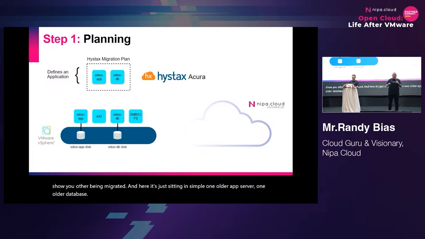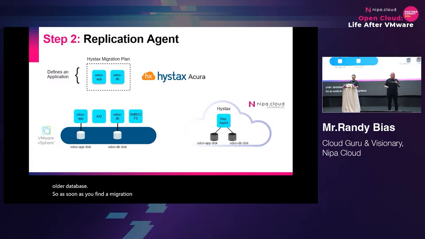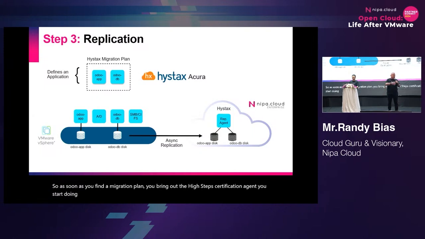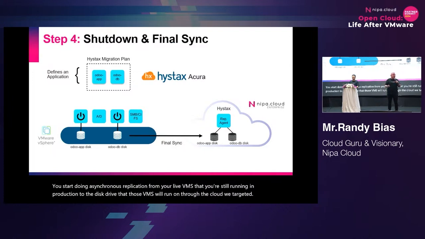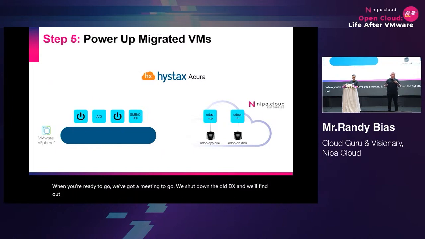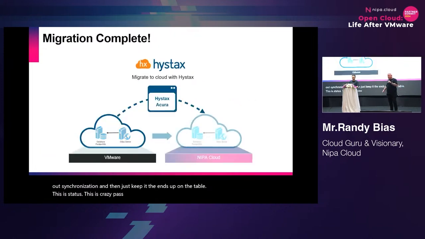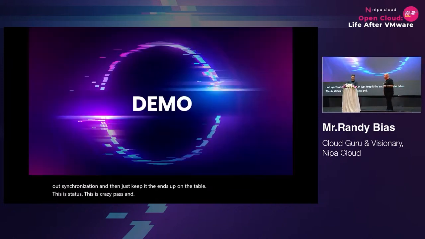So as soon as you've defined a migration plan, you bring up the Hystax replication agent. You start doing asynchronous replication from your live VMs that are still running in production to the disk drives that those VMs will run on in the cloud you're targeting. When you're ready to go, when you've got a maintenance window, you shut down the old VMs, do a final synchronization, and then just boot your VMs up on the target cloud. This is fast. This is crazy fast. And T's going to show us.